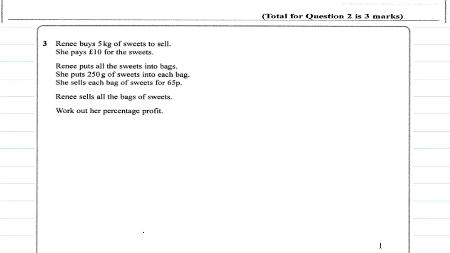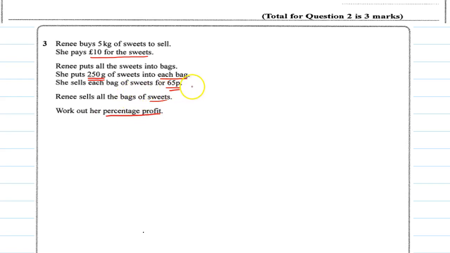Okay, now next one is: Rini buys 5 kg of sweets to sell. She pays £10 for the sweets. Yeah, so 5 kg of sweets, £10 for the sweets. So this is the first detail. Rini puts all the sweets into bags. She puts 250 grams of sweets into each bag. Yeah, and she sells each bag of sweets for 65p. Rini sells all the bags of sweets. Work out her percentage profit.